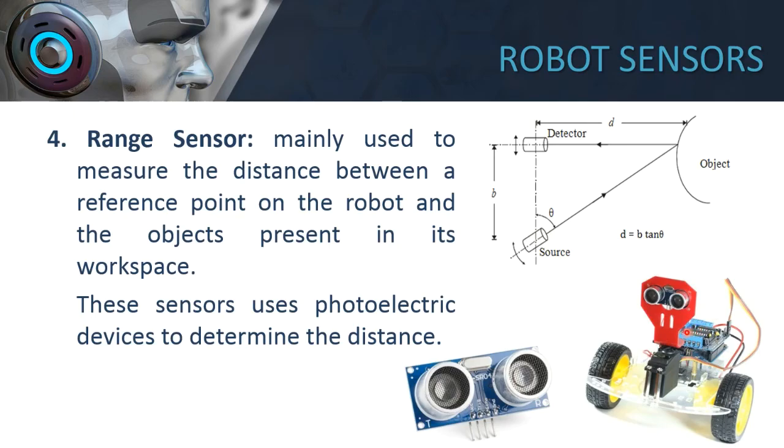Generally, the eye of the robot will be a range sensor to detect at what distance the object is present, and it is calculated by the formula d = b tan θ. D is the distance of the object to be measured, b is the distance between the detector and the source, and θ can be measured easily. When you substitute these values, you will get the distance between the object and the robot. These sensors use photoelectric devices to determine the distance. So this is a range sensor which can be installed into the robot.